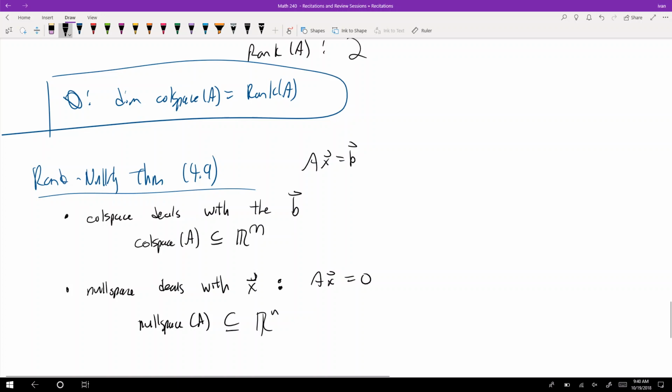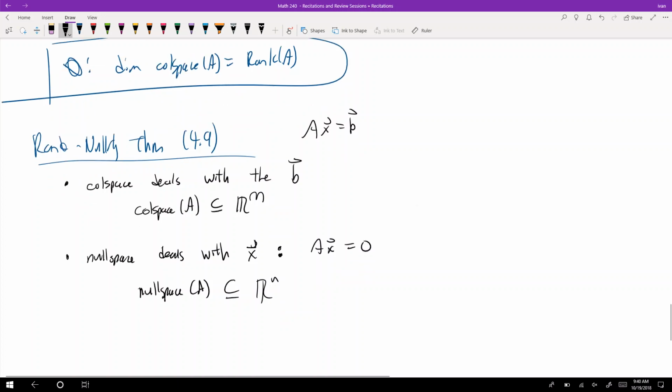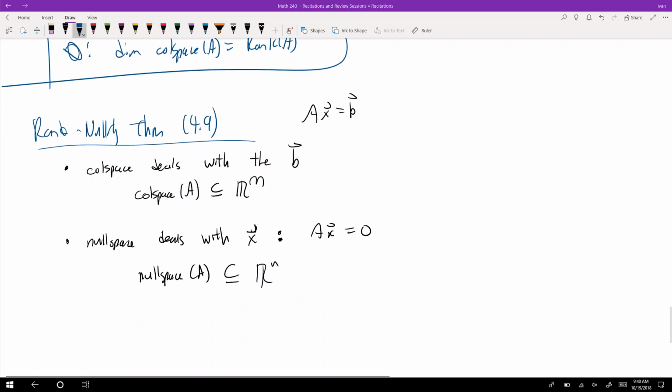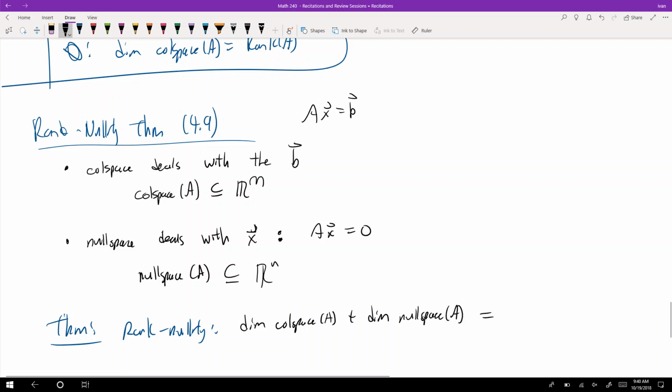But the Rank-Nullity theorem actually ties this all together. And it says the following. The Rank-Nullity theorem tells us that the dimension of the column space of A plus the dimension of the null space of A is equal to the number of columns.